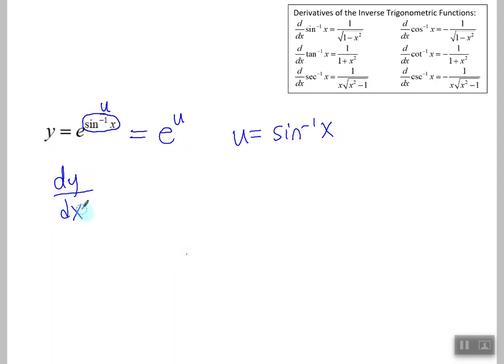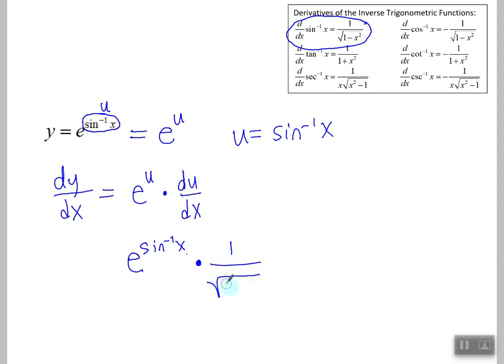Let's write what dy dx equals, and because e to the u is the easiest, we remember its derivative is just e to the u. But of course we apply the chain rule and say times du dx, and now we can do some substitution. This will be e to the, what u equals, inverse sine of x, times du dx, the derivative of inverse sine of x, which is 1 over the square root of 1 minus x squared.